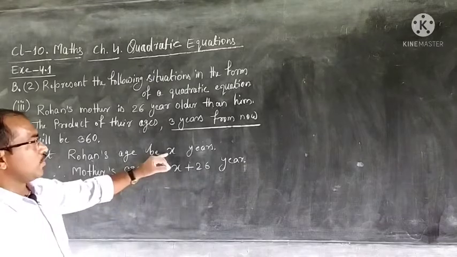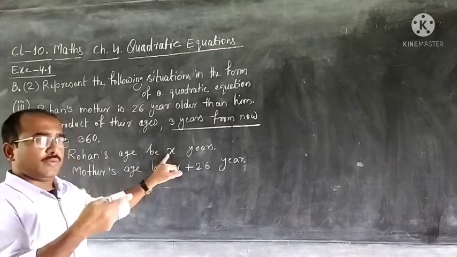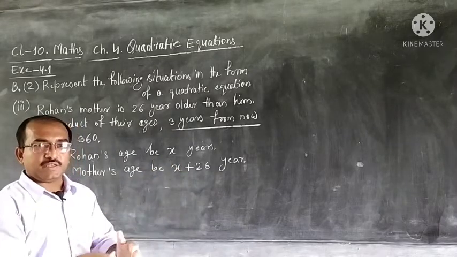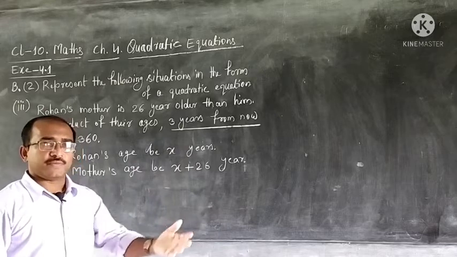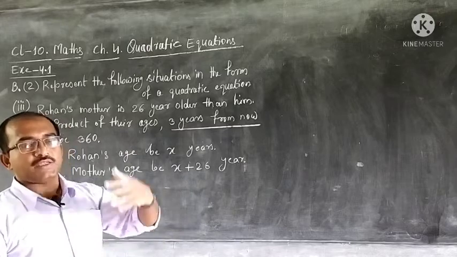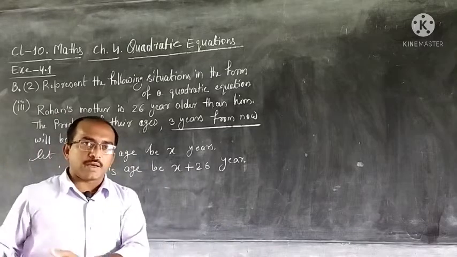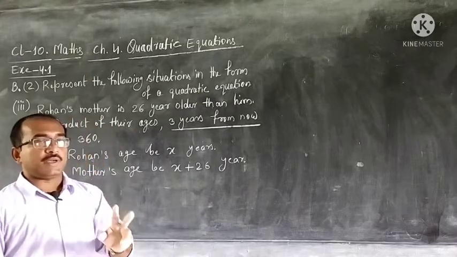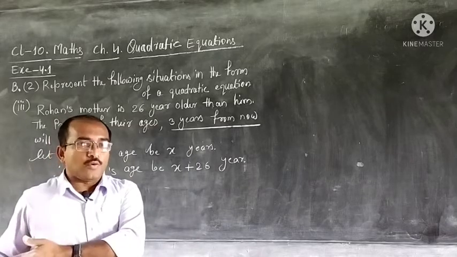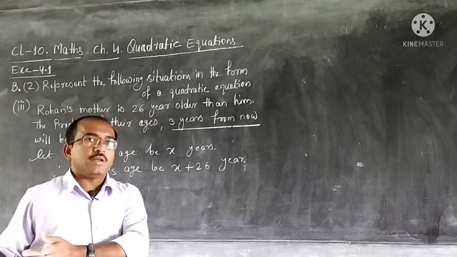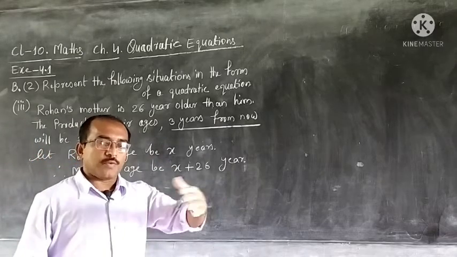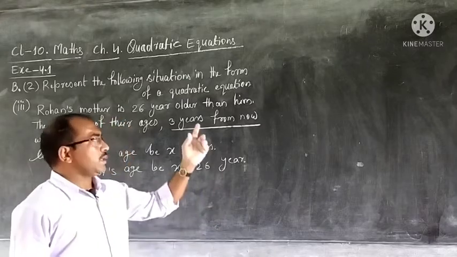This year if Rohan is 5 years, 3 years after he will become 5 plus 3, and if mother is 30 years, she will become 30 plus 5. So, whatever may be the present age, after certain years our age is increasing, and a few years back the age was less. So, we need to remember in this type of age related problem, from now or ago means we will have to subtract. 5 years back the age was less, 5 years from now will be more. So, here it is 3 years from now.